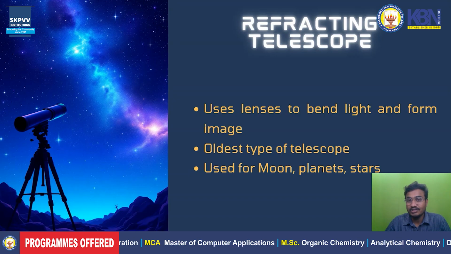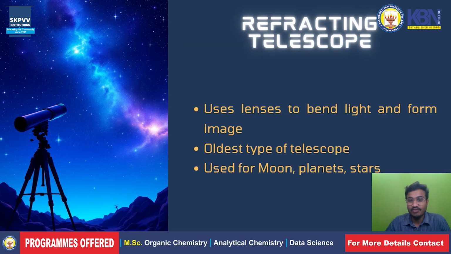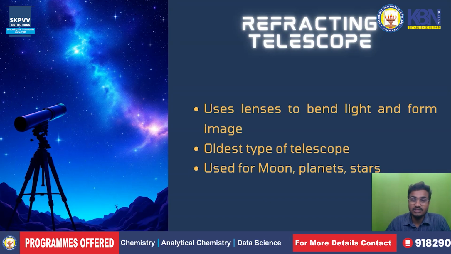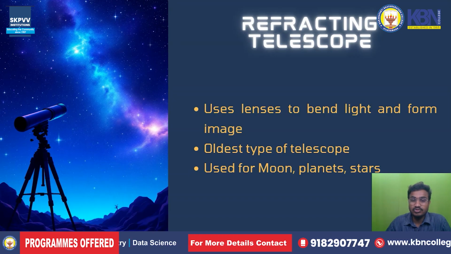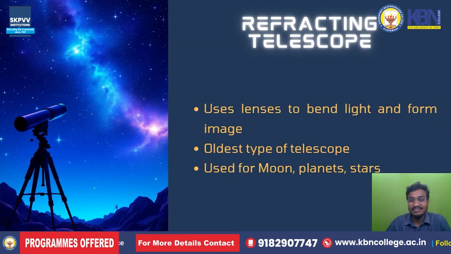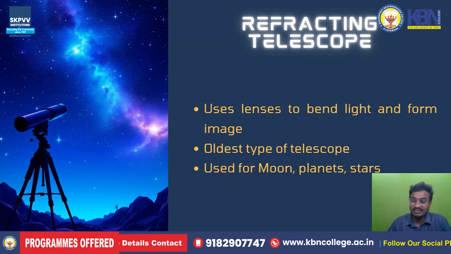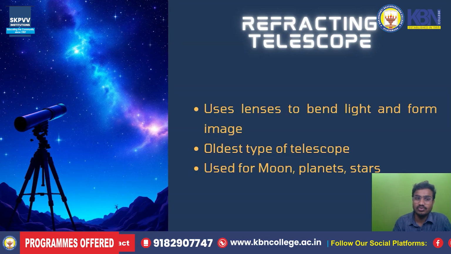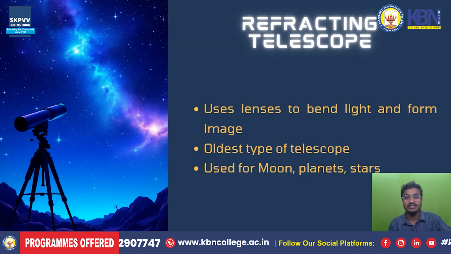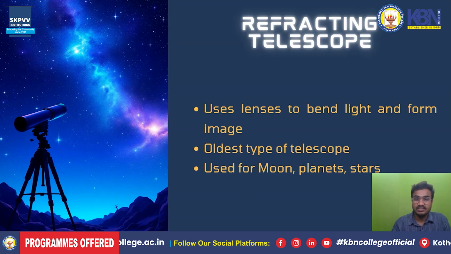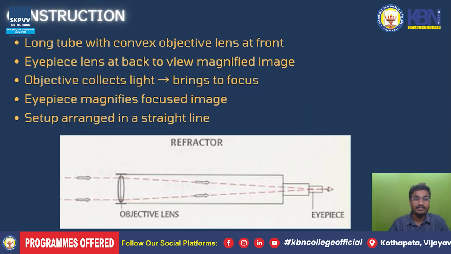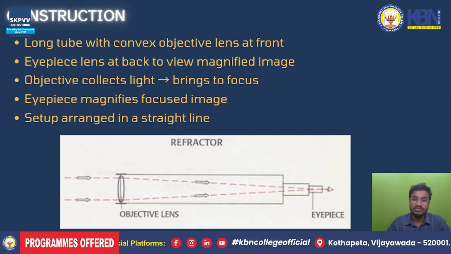Coming to the refracting telescopes, they use lenses to bend light to form an image. It is one of the oldest types of telescopes. It is used to observe the moon, planets, stars, galaxies, etc. These refracting telescopes are used to observe celestial bodies. And coming to the construction, it is also called the refractor.